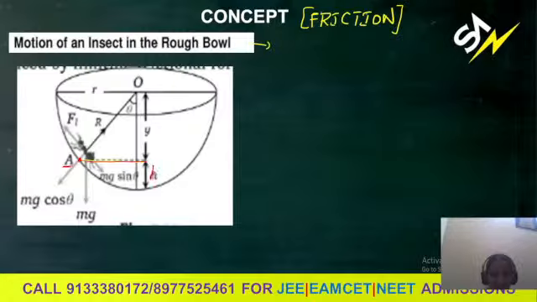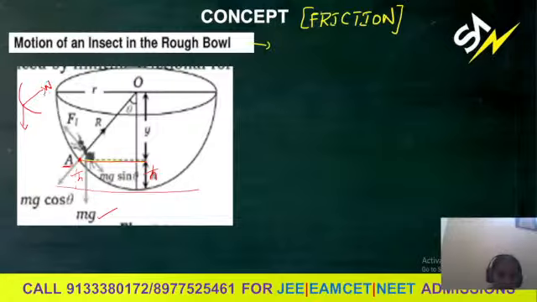The height is given as h. You can draw it like this also. This is the height, and this and this height are equal. When the insect reaches a certain maximum height, here we have drawn the components of the forces acting on it. You can see that weight acts downwards. When the insect is at point A, the weight of the insect acts downwards, and the surface of contact is like this.